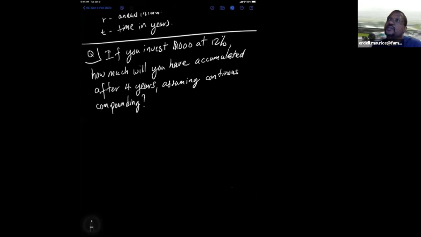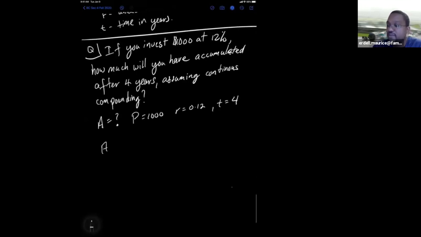When we're doing these questions, we first have to see what we have. The amount, we don't know, so that's what we're trying to find. The principal is 1,000. The annualized interest rate, you don't use 12, you use 0.12. Remember, 12% means 12 out of 100. 12 out of 100 is 0.12. And the time is 4 years. And you just plug that into the formula.